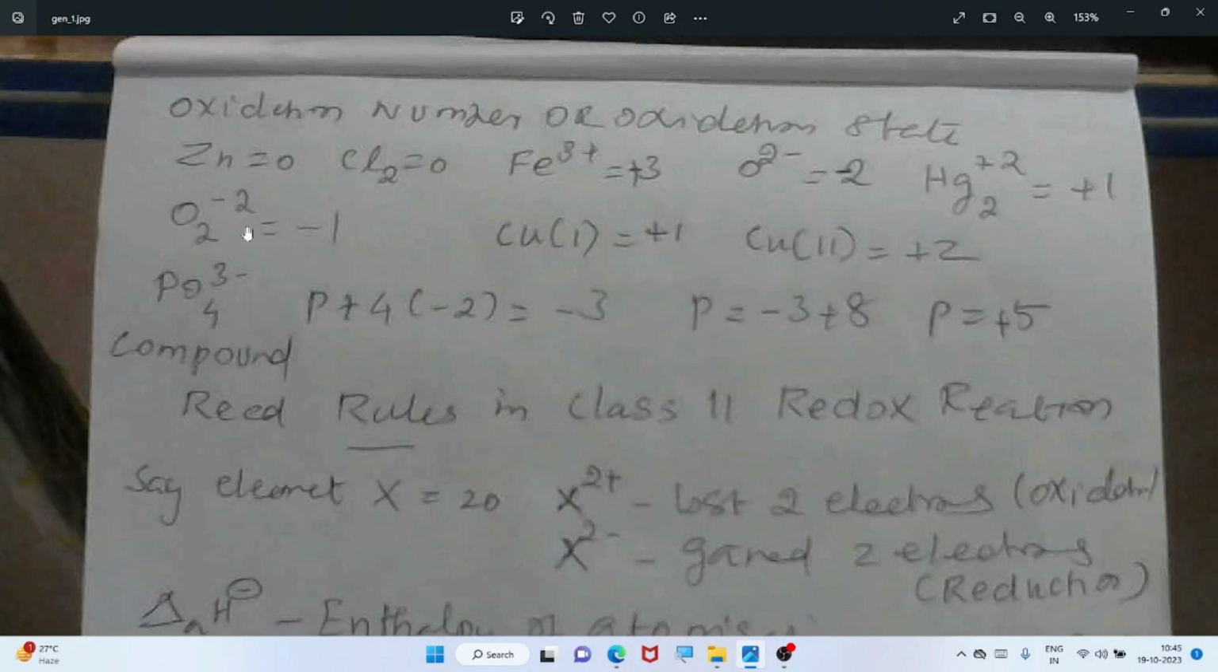The rules to find the oxidation number are given in your class 11 chemistry redox reactions chapter. You have to read these oxidation rules there. If you write copper with a bracket 1, it means the oxidation state is +1, and Cu with a bracket 2 means +2.